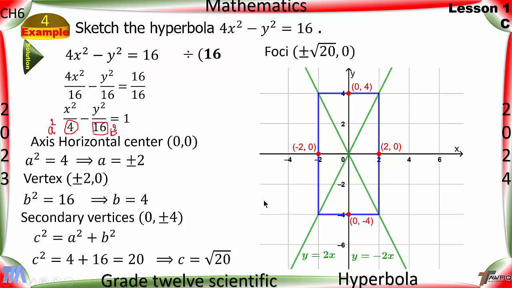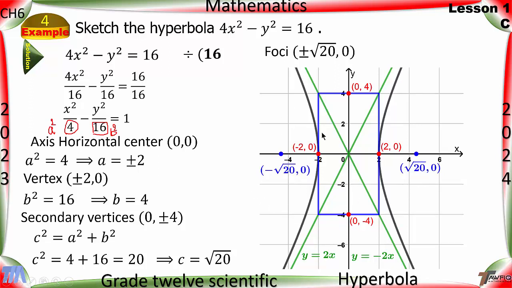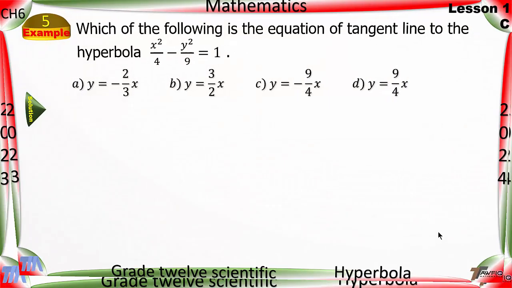And now draw the two asymptotes and the two foci. And now we are drawing the graph of the hyperbola.